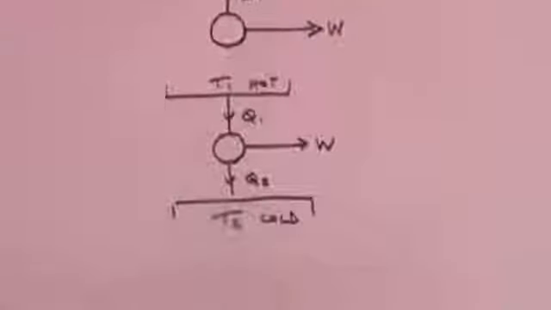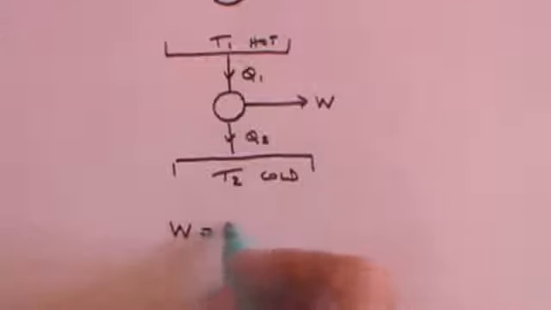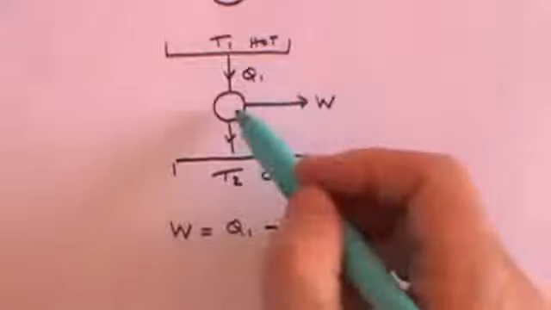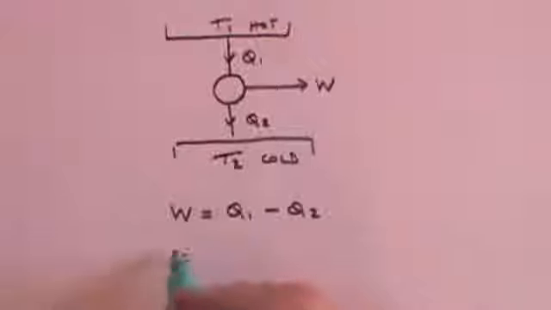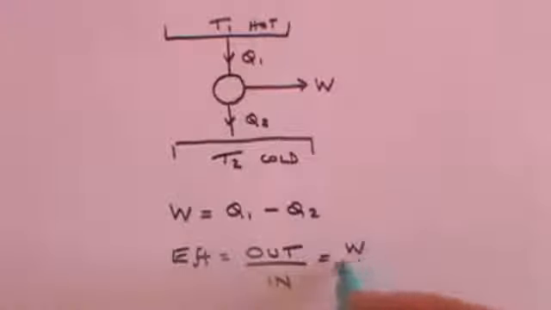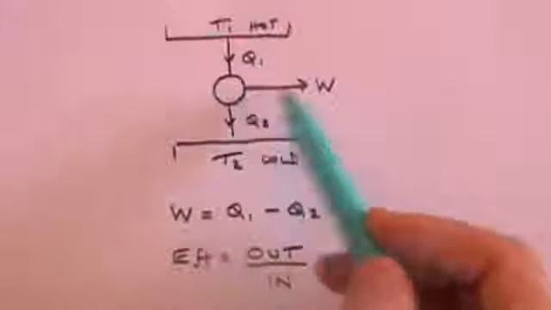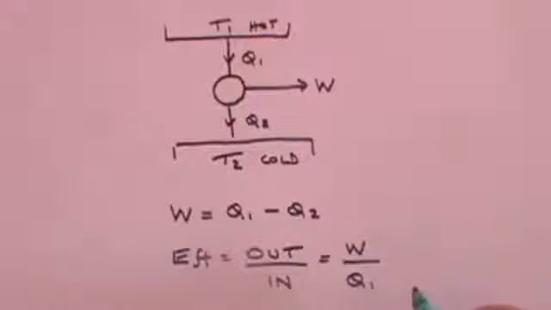Well, how efficient is it? Well, we can see that the work that you get out of this engine is equal to Q1 minus Q2. In other words, it's the difference between the heat that goes into the engine and the heat that comes out. The difference is converted into work. And the definition of efficiency is essentially what comes out divided by what goes in. Well, what comes out is work, and what goes in is Q1. Q1 goes into the engine, work comes out. So the efficiency is W over Q1.